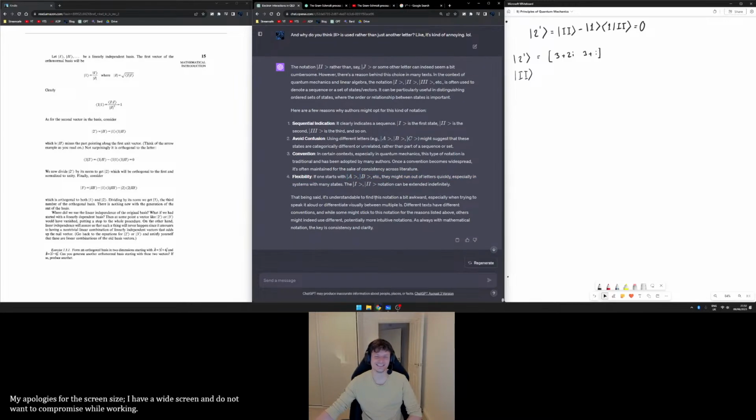That being said, it's understandable to find this notation a bit awkward, especially when trying to speak it aloud or differentiate visually between multiple I's. Different texts have different conventions, and while some might stick to this notation for the reasons listed, others might indeed use different, potentially more intuitive notations. As always, in mathematical notation, the key is consistency and clarity. Yeah, fine. We're fine, it's all good.